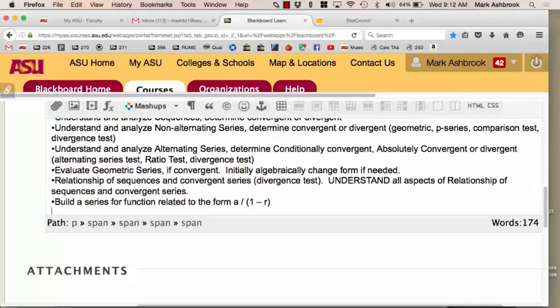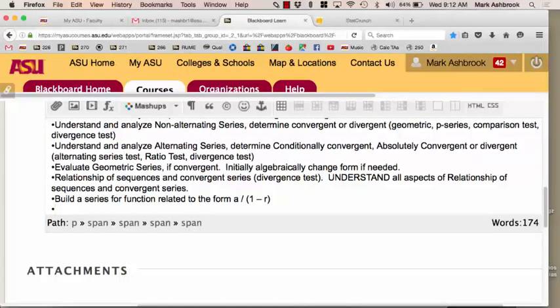All right, use the ratio test to analyze power series. Find the interval and radius of convergence.